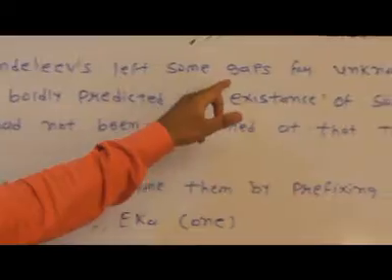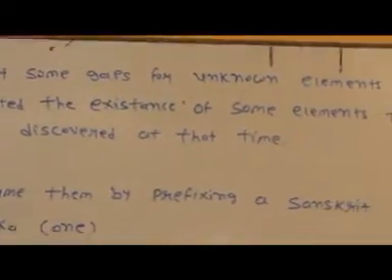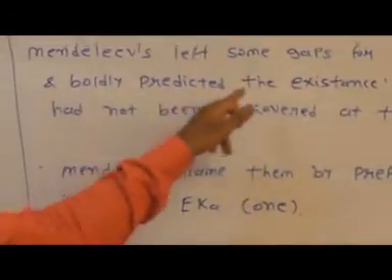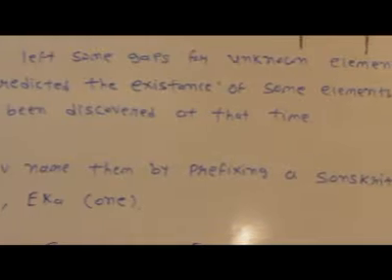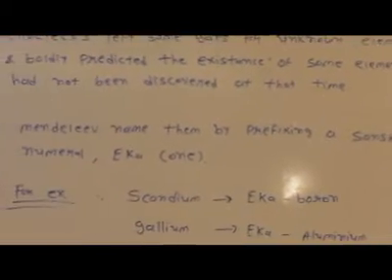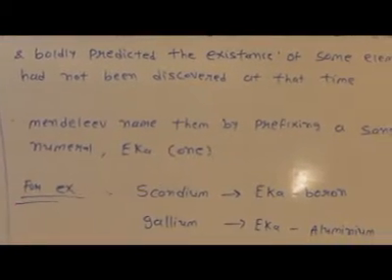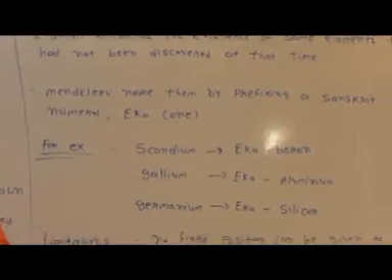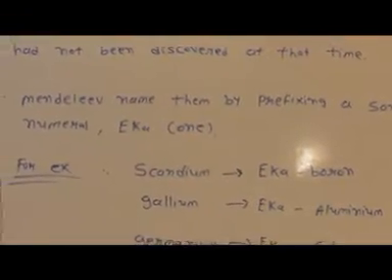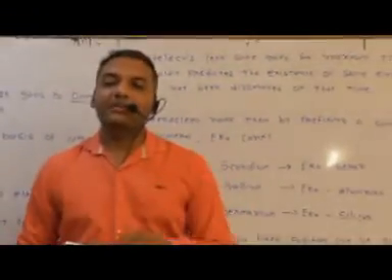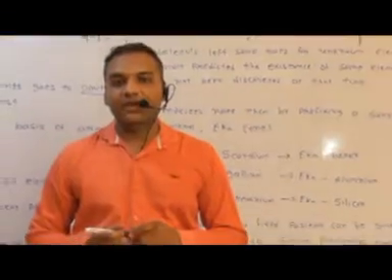Now, Mendeleev left some gaps for unknown elements and boldly predicted the existence of some elements that had not been discovered at that time. He said that when he started his work, he left some gaps for unknown elements because they had not been discovered.